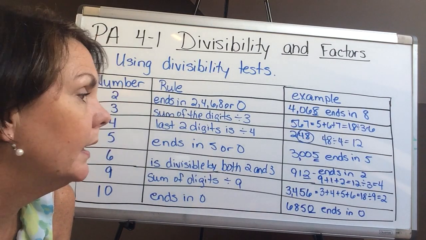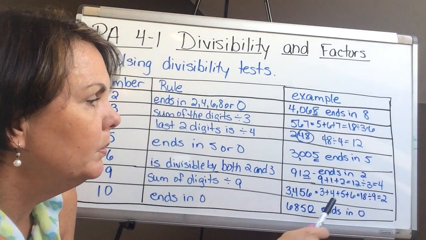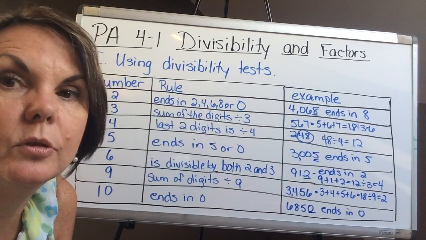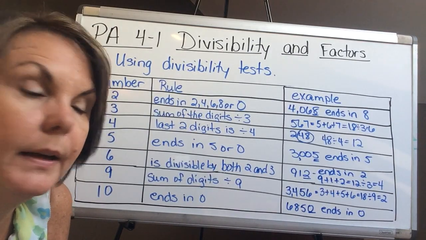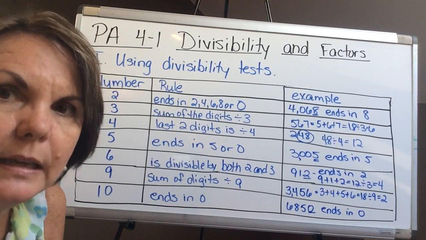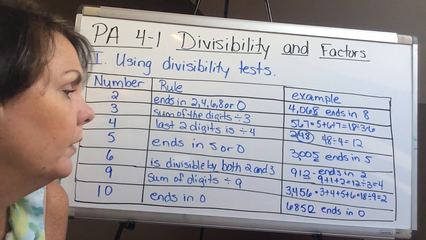9, 3,456. Is that divisible by 9? Add the digits. 3 plus 4 plus 5 plus 6 is 18. 18 is evenly divisible by 9, so that number is divisible by 9. You don't want to waste your time. That's what this is like, a shortcut. Should I even bother trying the 9? Should I bother trying the 3?